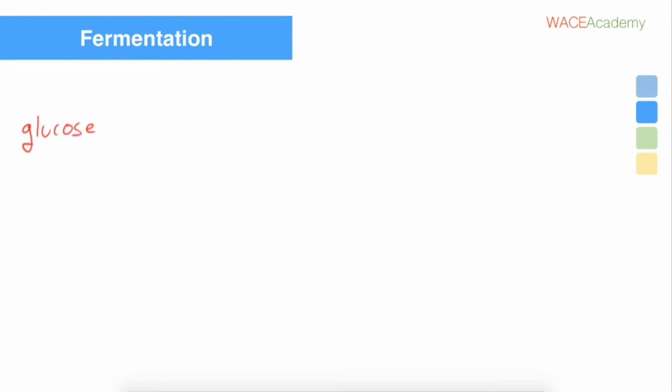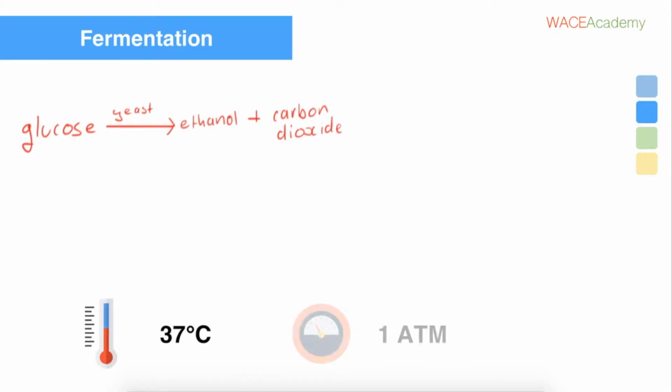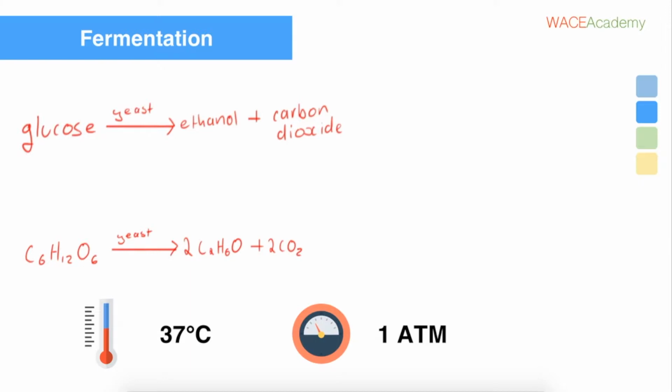So during fermentation, sugar or glucose from plant material is converted into ethanol and carbon dioxide in the presence of a yeast catalyst. This usually takes place at temperatures of around 37 degrees Celsius and 1 atmosphere of pressure. The balanced chemical equation for fermentation is glucose, C6H12O6, is converted into 2 ethanol molecules and 2 carbon dioxide molecules. This reaction requires an enzyme, so it's essential you include it just above the arrow. Yeast is the microorganism that provides the enzymes for this reaction, so you can just write the word yeast.